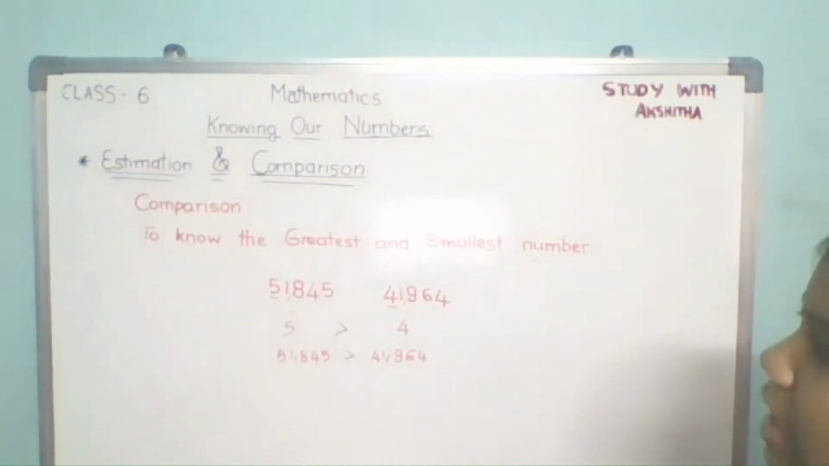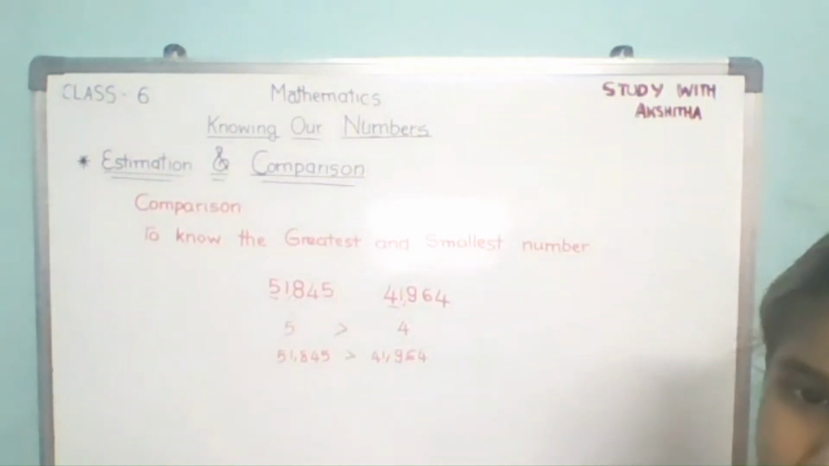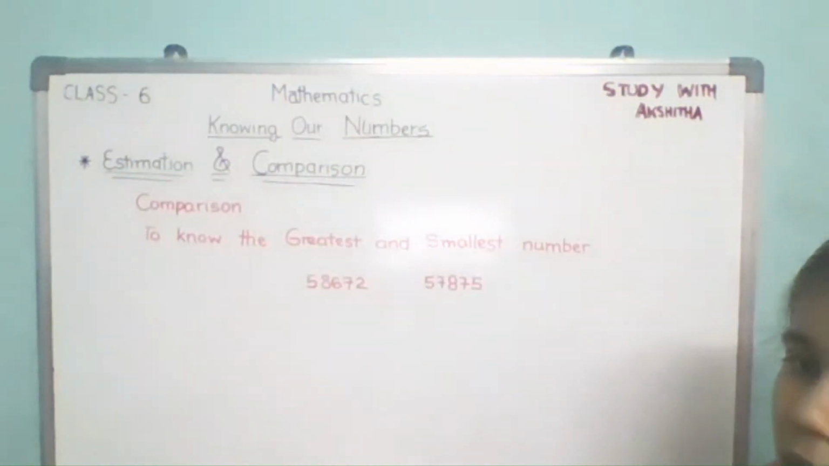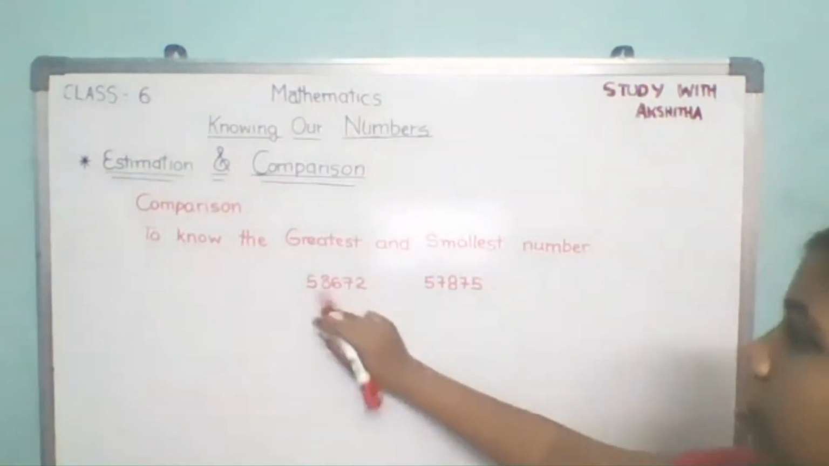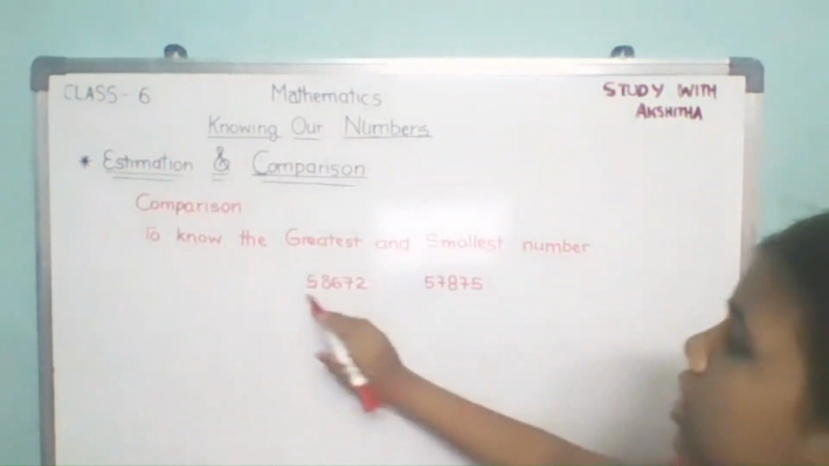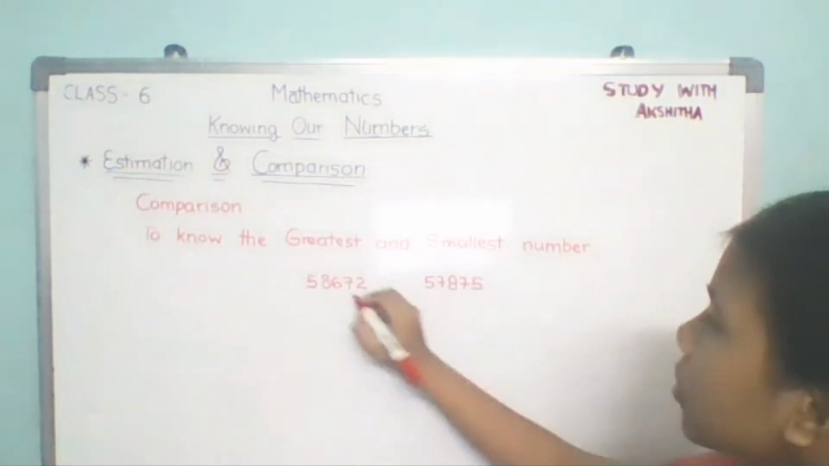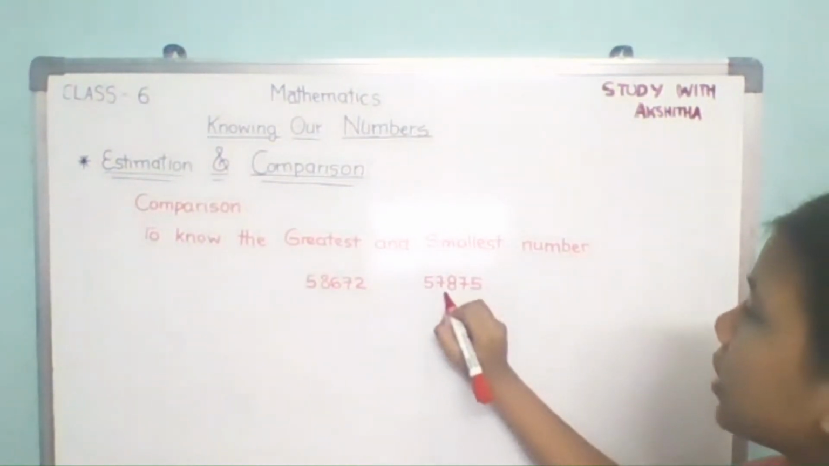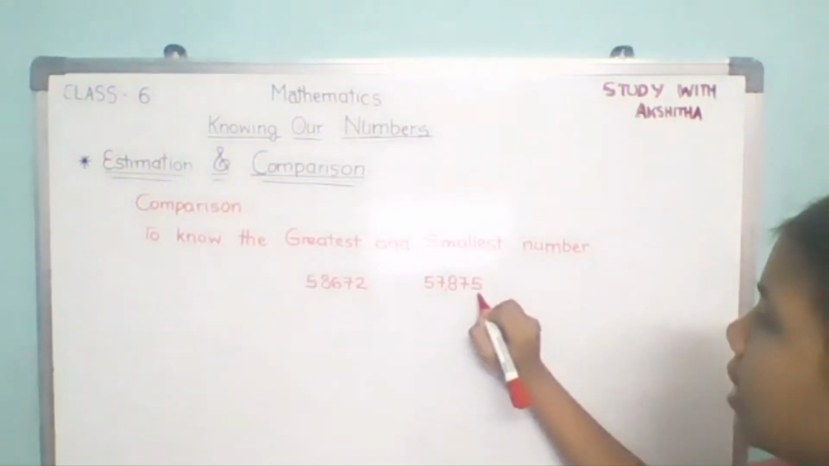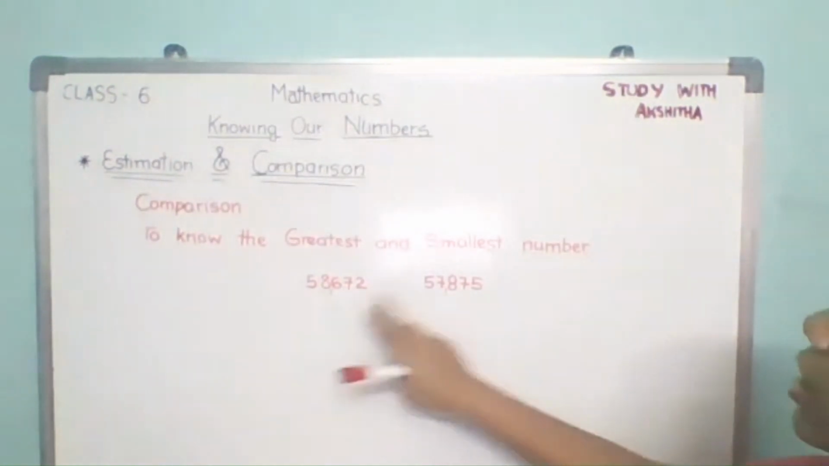So now let's see another example. Here we need to do something special. It is different from the other two which we have seen just now. Now these numbers are a bit different. So let us see what is different in these from the before ones. Firstly, we have to check the number of digits. Let's do it. Firstly, let's read these numbers. 58,672, 57,875. So, these are the two numbers.